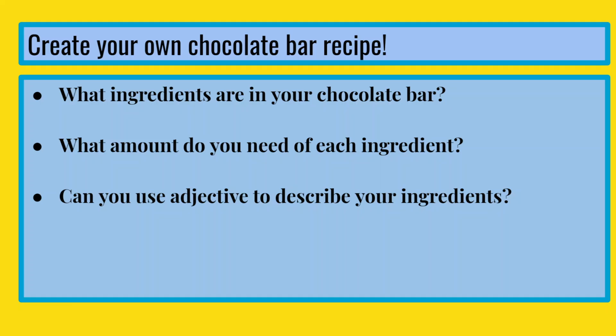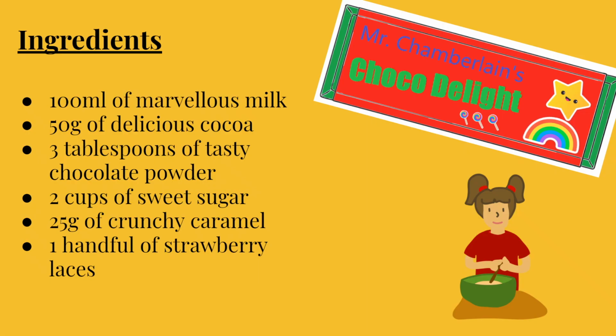Task 2 then is going to be to create that chocolate bar recipe. So I need to think what's going to be in my Choco Delight. So I need to choose what ingredients are going to be in it, and then what amount do I need of each ingredient, and then a nice adjective to describe your ingredients. So this is an example I came up with. So these are my ingredients for my Choco Delight.